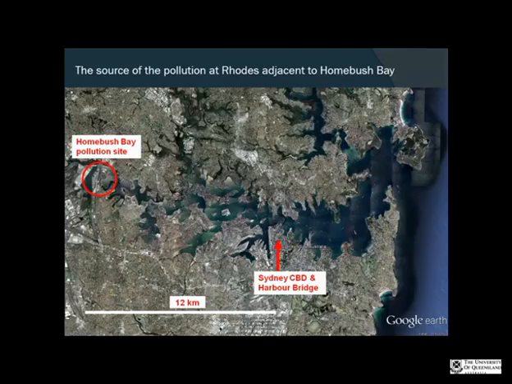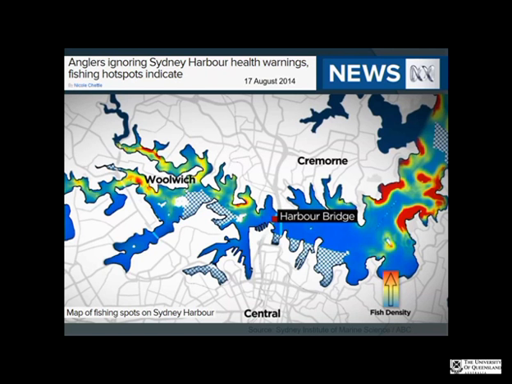So you can see the widespread. I mean, the pollution side is up here, and we're seeing pollution all the way down, 12k away down in the Sydney Harbour. So there was a real leaching event. Again, this is more news footage. This is from 2014, so quite recently, again, pointing out that anglers were ignoring Sydney Harbour health warnings, and they were pointing out the fishing hotspots and saying, don't eat the fish from the fishing hotspots.